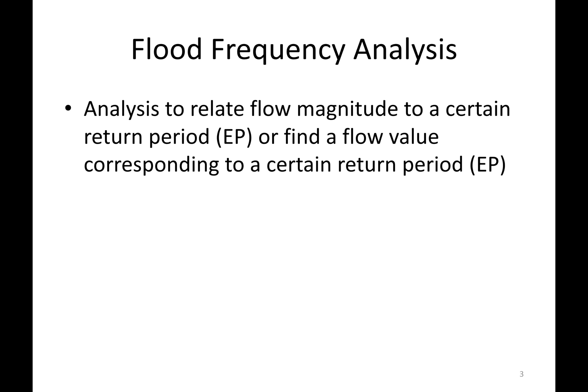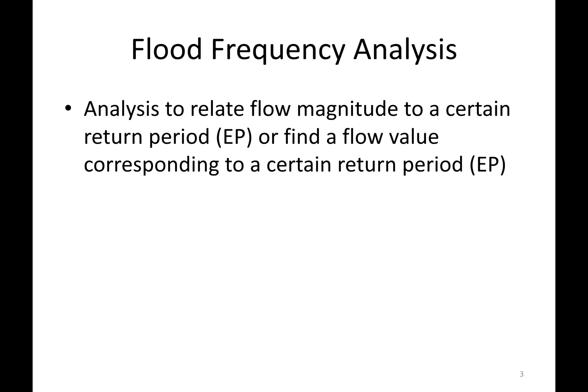For example, a flow that has a very high exceedance probability will occur more often compared to a flow that has less frequency or less exceedance probability. Okay, so the higher the exceedance probability, the lower the flow magnitude, and vice versa.